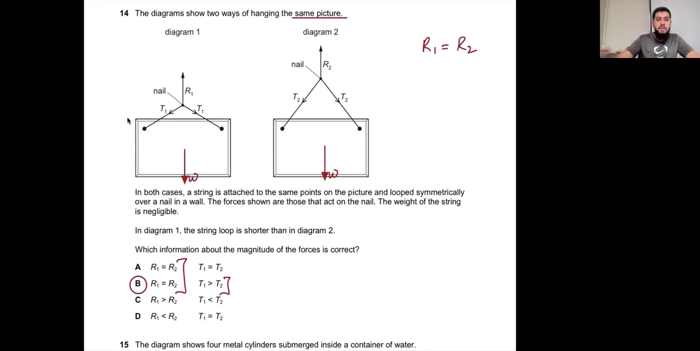Okay? But then the question arises, what if we had an option where they said T1 is less than T2? Or why is it that T1 is greater than T2? To understand that, you need to think of it this way, that you'll have a vertical component of T1 and the vertical component of this T1, both these parts of the strings. And these two vertical components downwards, they'll balance out R1.